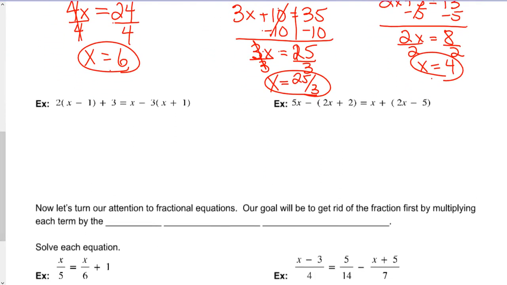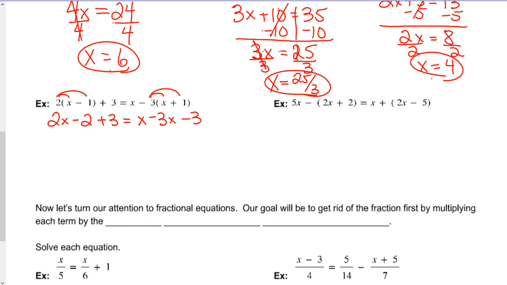All right, let's keep moving. What happens if I have 2 sets of parentheses here that I need to work with? I'm going to end up getting rid of both of those at the same time. So let's multiply in, which gives me a 2x minus a 2. I'm going to rewrite that plus 3. I'm going to rewrite this x because I have to distribute this negative 3 to both of those. So negative 3 times x is a minus 3x. Then I get a minus 3 when I multiply negative 3 times a positive 1.